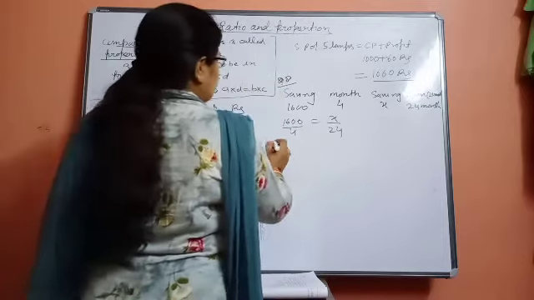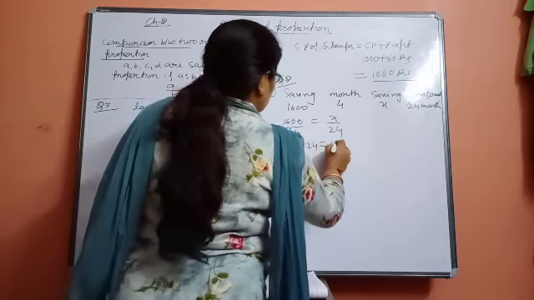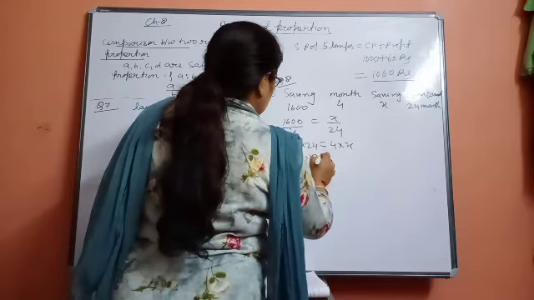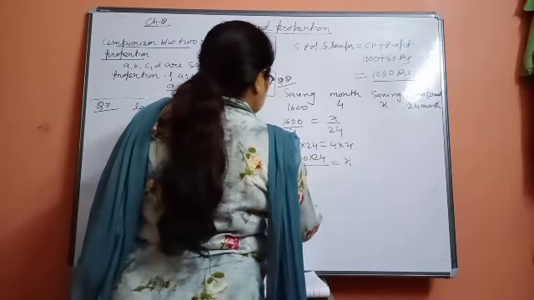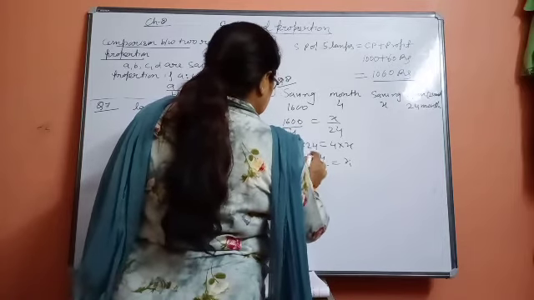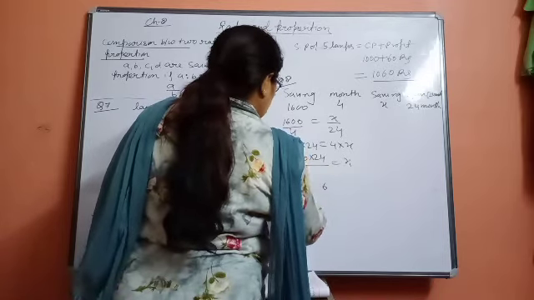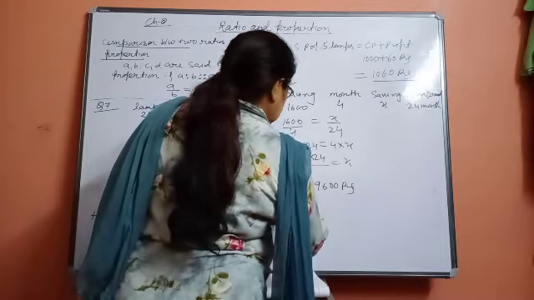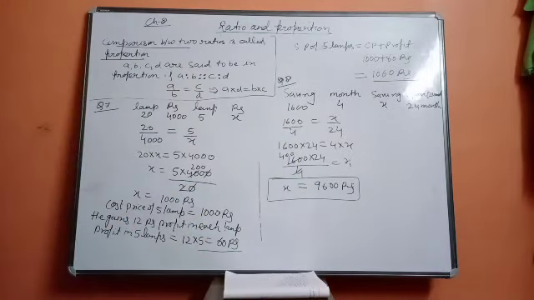Now do the cross multiplication. 1600 into 24 is equal to 4 into x. So 1600 into 24, and this 4 will come in the denominator, is equal to x. 4 fours are 16, 400. So x is equal to how much? 4 fours are 16, 1 carry, 4 twos are 8 and 1, 9. 9600 rupees she will save in 2 years. So this will be your answer. So in this way you have to complete the question.